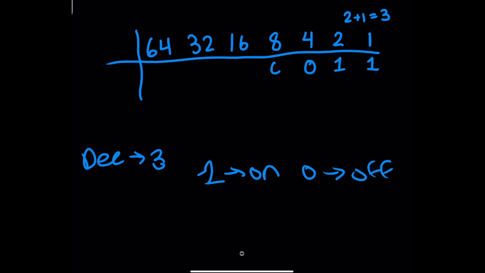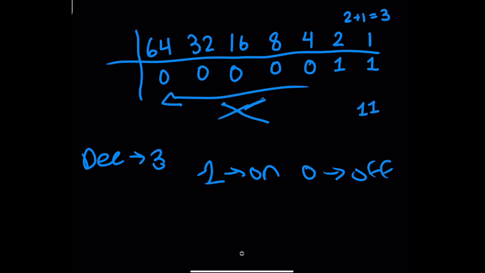And the rest are too big to even put into the number 3, so we put zeros, because we won't use them. But the thing about these zeros, you don't need to put them in here, because there's no 1 turning a number on. So these zeros don't matter. So the final answer is just 1, 1. So 11 in binary equals 3 in decimal.